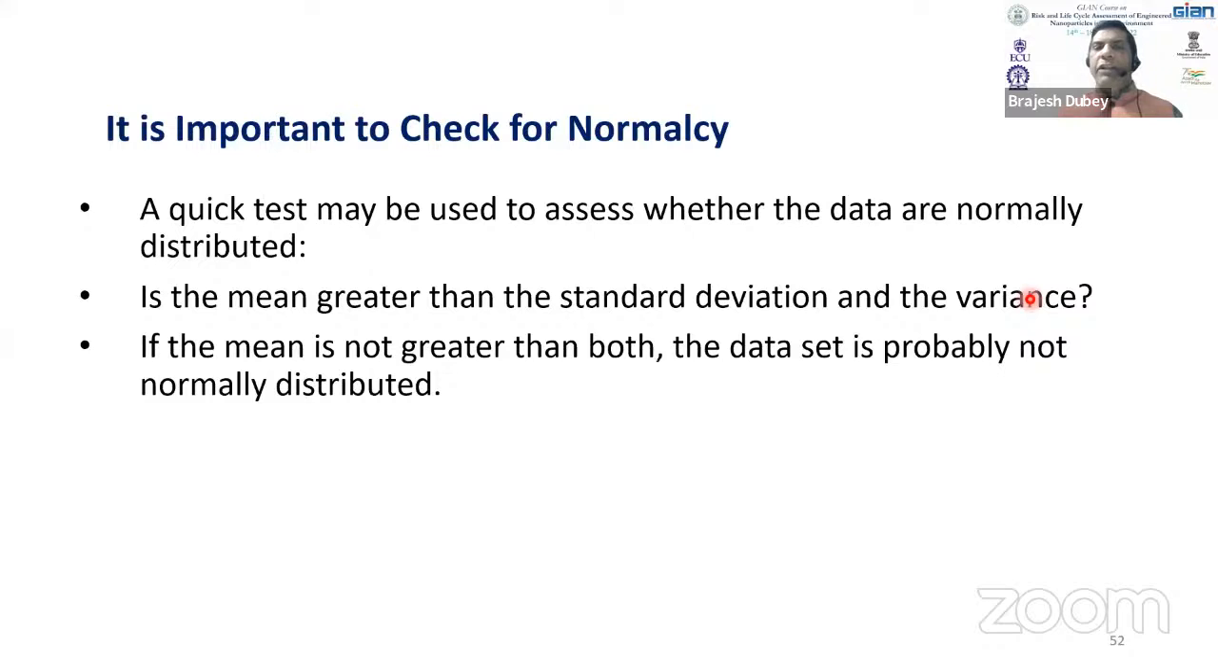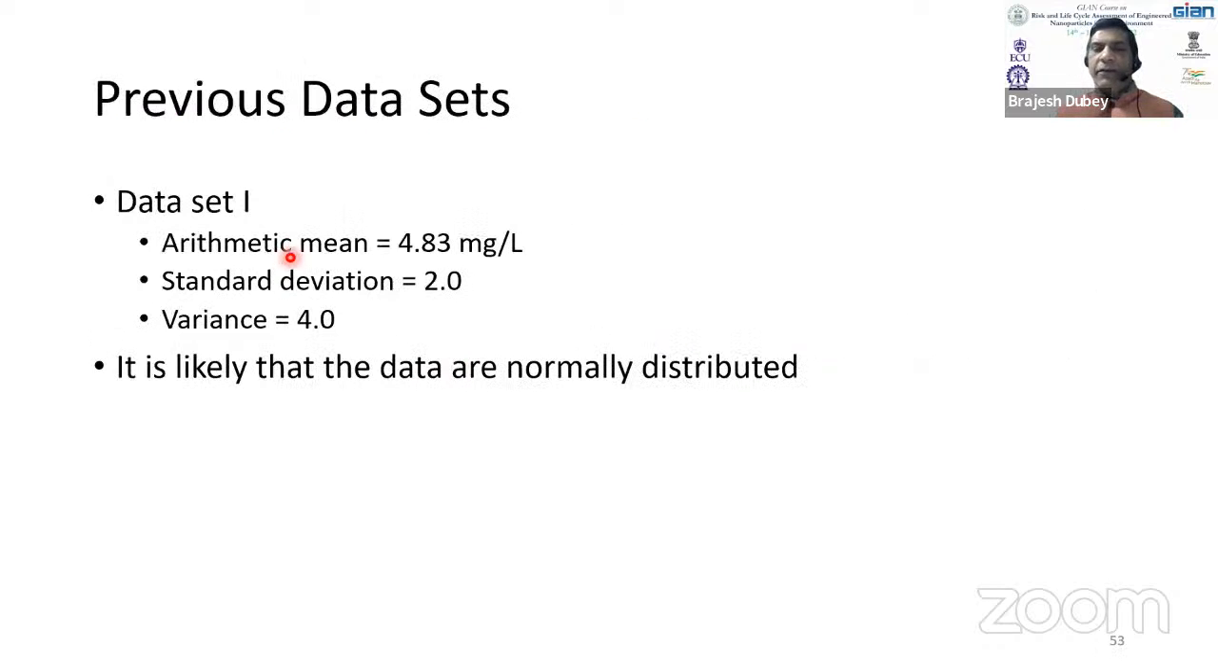And we do a quick test, a check for normalcy. If the mean is greater than the standard deviation and variance, the chances are that it's normally distributed. If the mean is not greater than both, then the data set is probably not normally distributed. Taking this check on those two data sets, the first data set is normally distributed because the mean is greater than the standard deviation and variance. In the second one, it's not. The mean is greater than the standard deviation, but lower than the variance. So it's non-normally distributed.